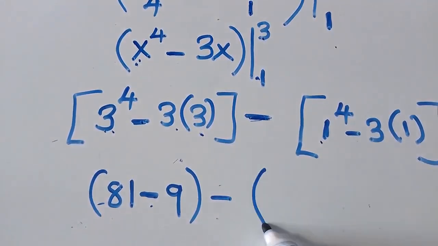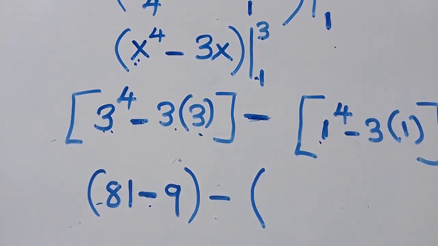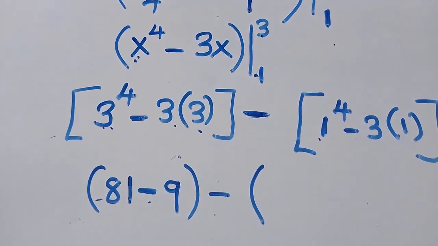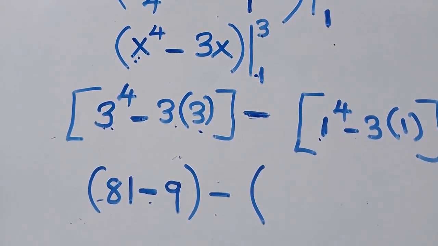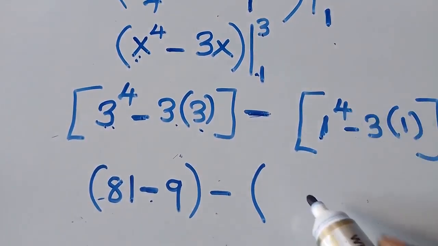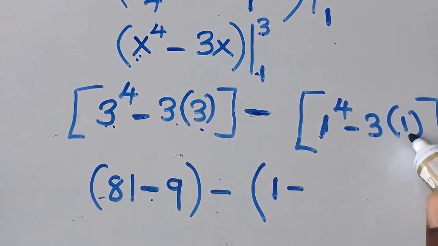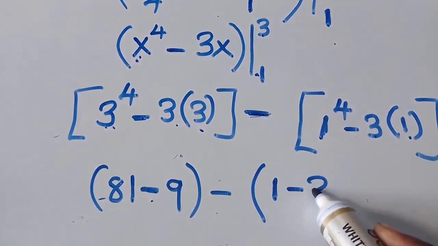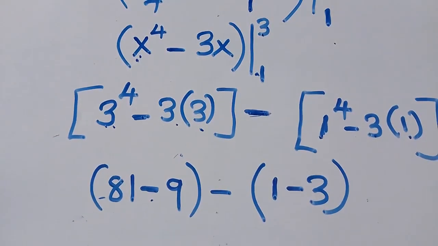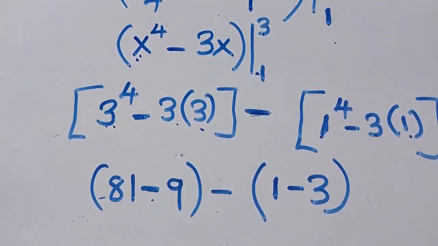Then minus, you do this. This is the other thing you are going to follow. So what is 1 to the power 4? 1 times 1 times 1 times 1. It is 1. Then minus 3 times 1, it is 3. This is what we are going to do.